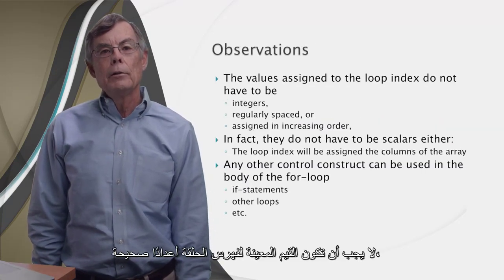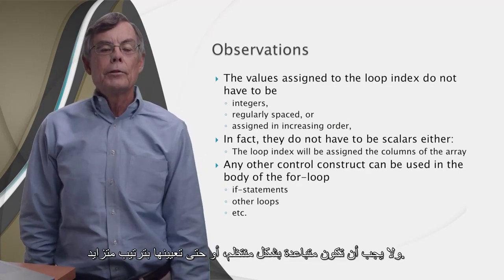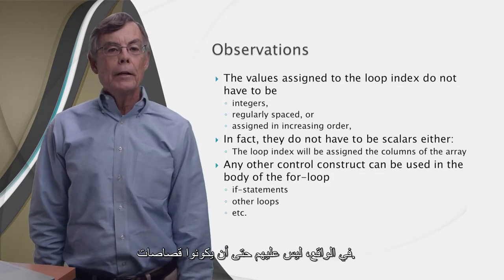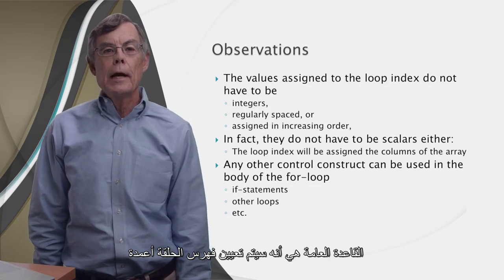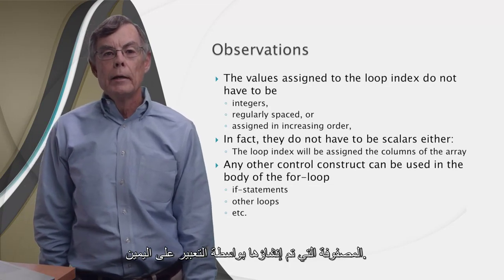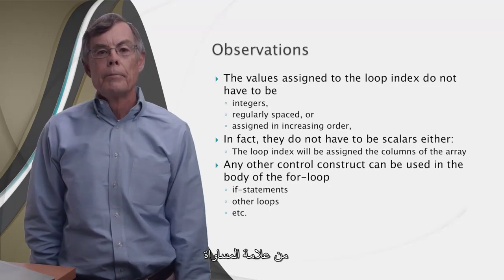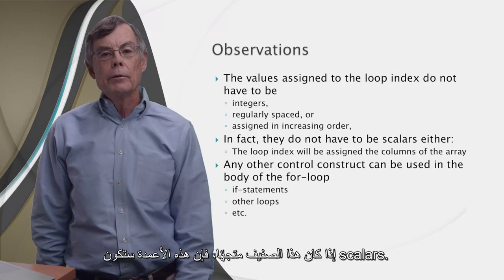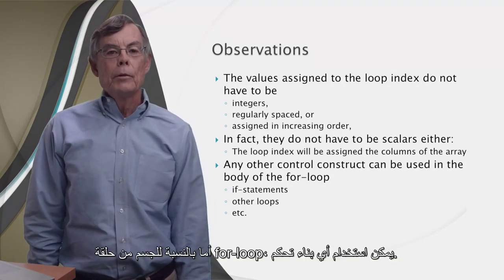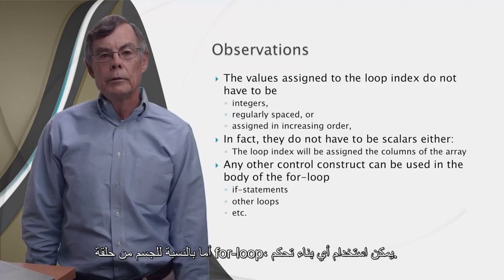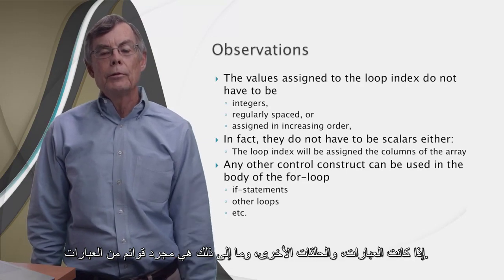The values assigned to the loop index don't have to be integers, they don't have to be regularly spaced, or even assigned in increasing order. In fact, they don't even have to be scalars. The general rule is that the loop index will be assigned the columns of the array generated by the expression on the right of the equal sign. If that array is a vector, then those columns will be scalars. As for the body of the for loop, any control construct can be used, if statements, other loops, and so forth, or just lists of statements.